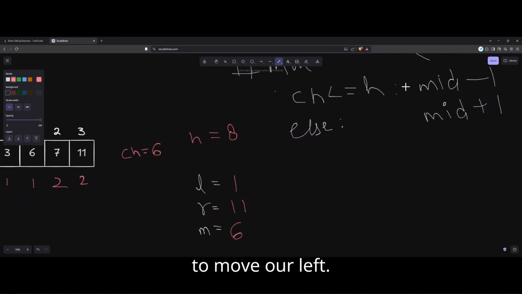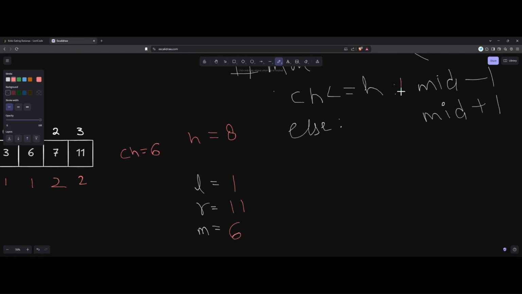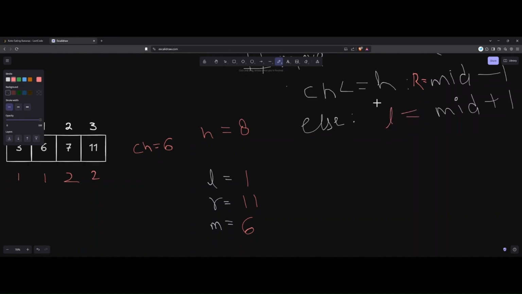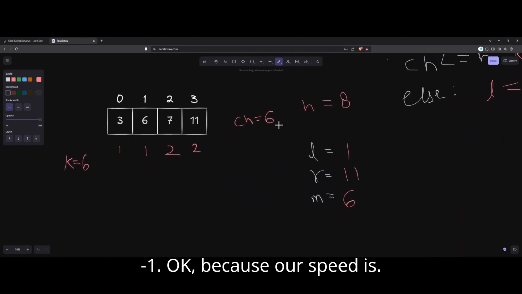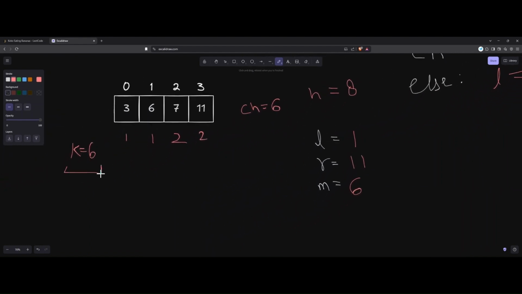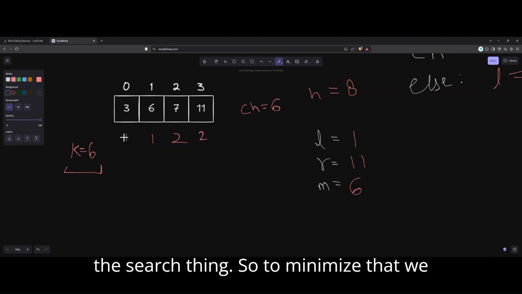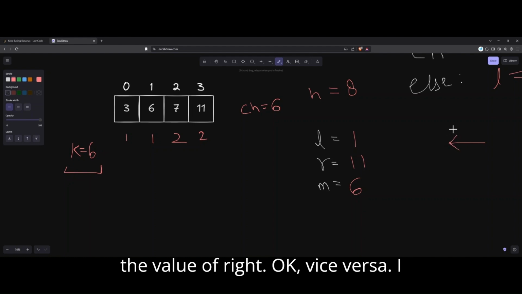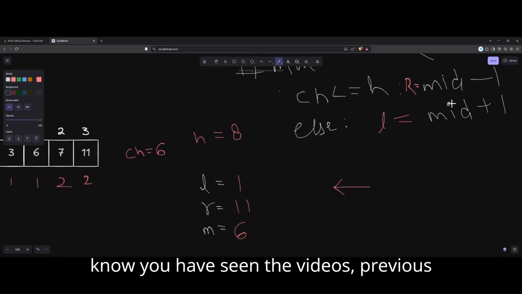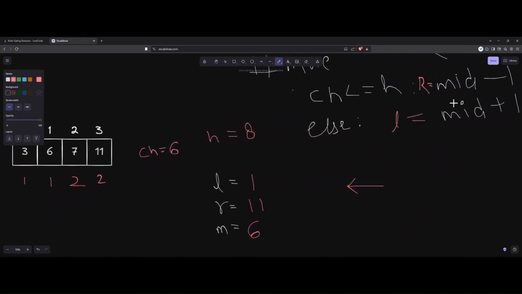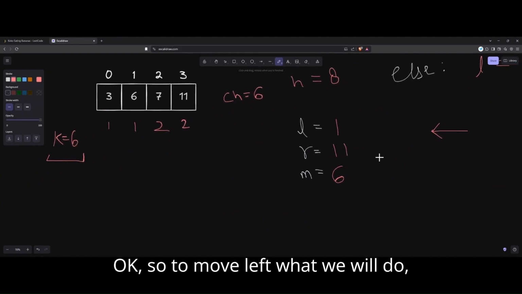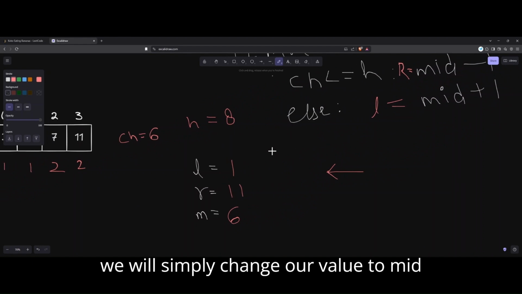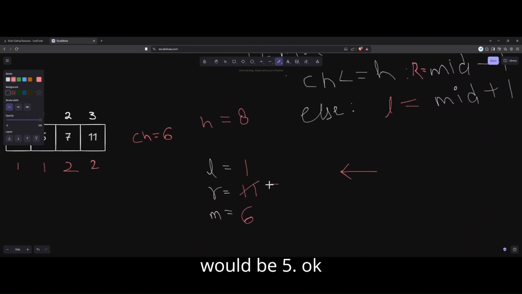So what we have to do is move our right, sorry, right to this. We have to move our right to mid minus 1, because our speed is too much. So we have to minimize the value of K, the search range. To minimize that, we have to move left in our range. To move left, we have to change the value of right. I know you have seen the previous videos, and you can follow along with that. So we will simply change our right value to mid minus 1, that would be 5.